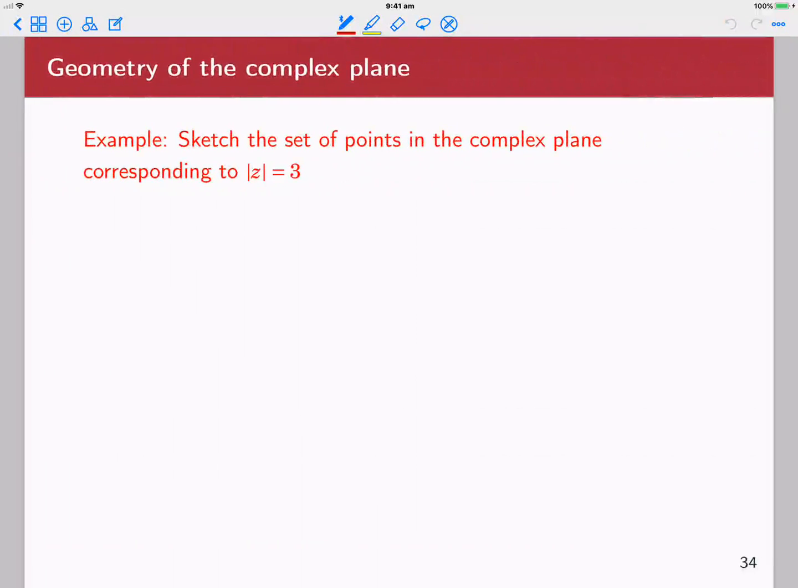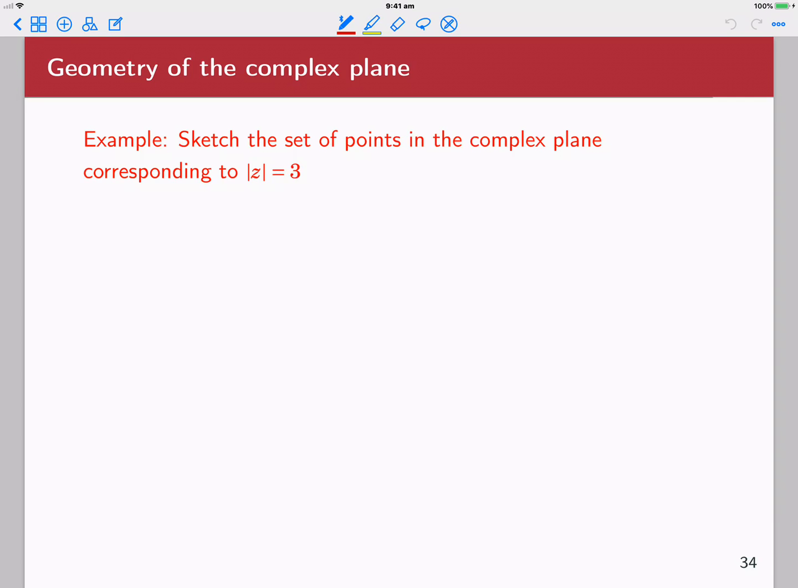But the only thing I haven't spoken about much yet is the geometry of the complex plane. So sometimes you're solving questions where you have to visualize complex numbers on the plane. We've spoken a little bit about that, but now I just want to do some more concrete examples. So the first example, start off with an easy one.